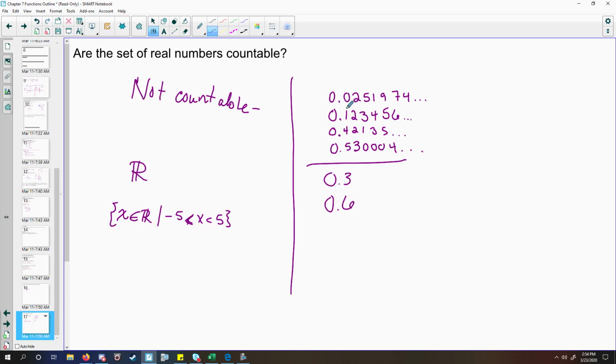hypothetically, even if you came up with a million values where they all had a 1 here or a 2 or whatever, just go to the next decimal place. So let's say that you had all of the zeros listed. Okay, well, what about 0.03? Is that on the list? Nope. How about 0.04? Also not on the list.